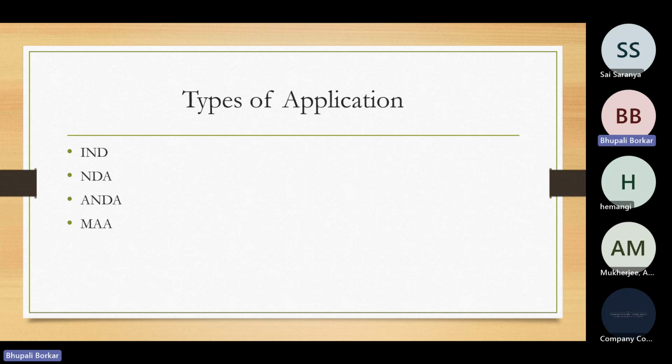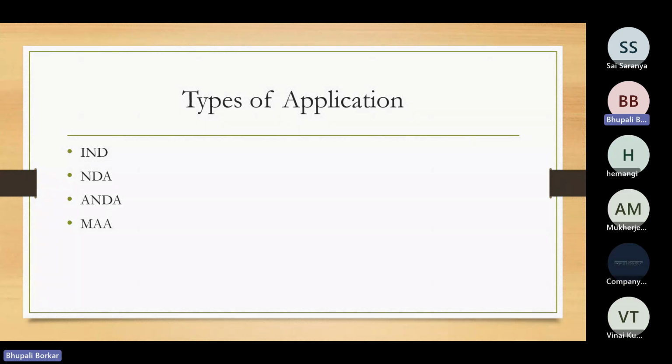These IND, NDA, and ANDA, these three are mostly for the US, and for Europe we have MAA, that is marketing authorization application. So these are different terms used for applications in different regions. These are the most important ones, and the most used ones are in the US and Europe.